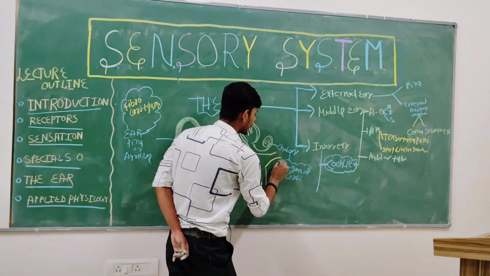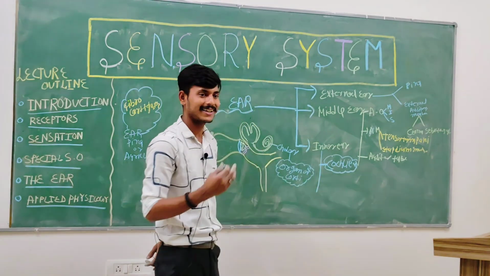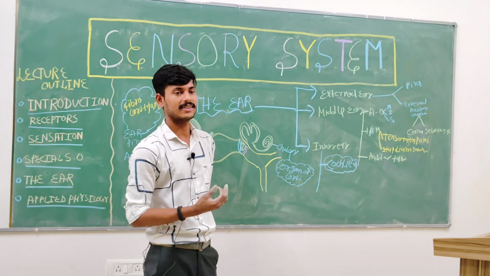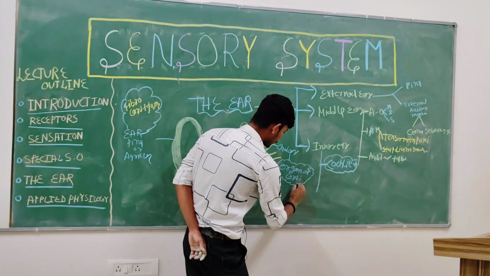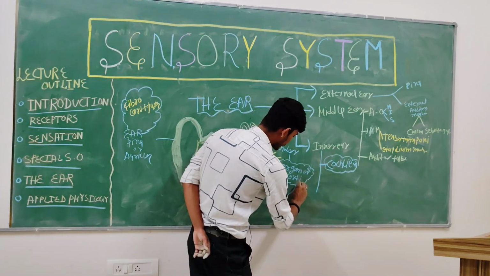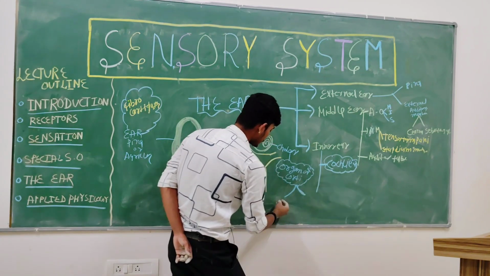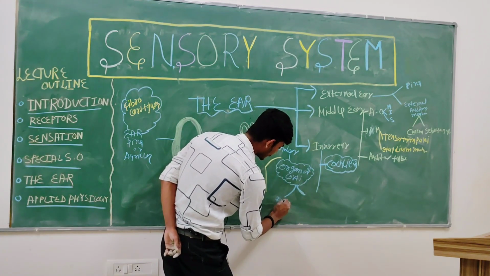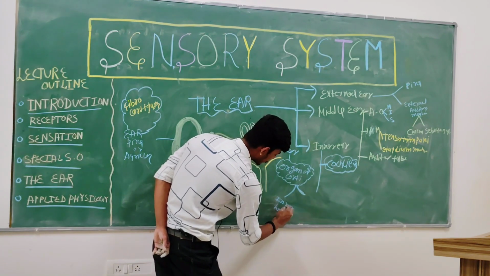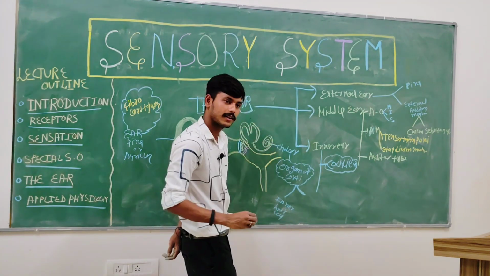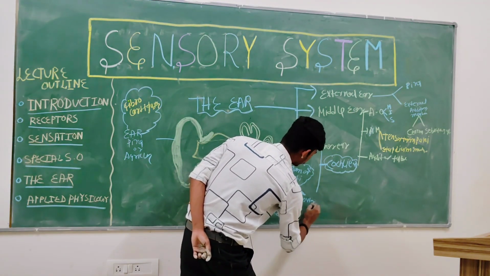This organ of Corti is basically an organ in which there is a special arrangement of some of the hair cells and other accessory cells. The hair cells present in the organ of Corti are categorized into two types. The first is called inner hair cell, and another group is called outer hair cell.